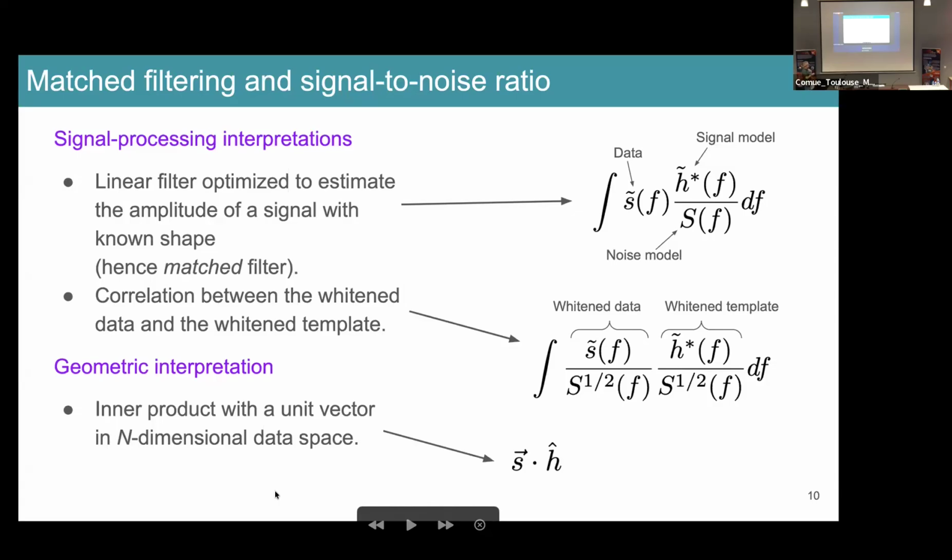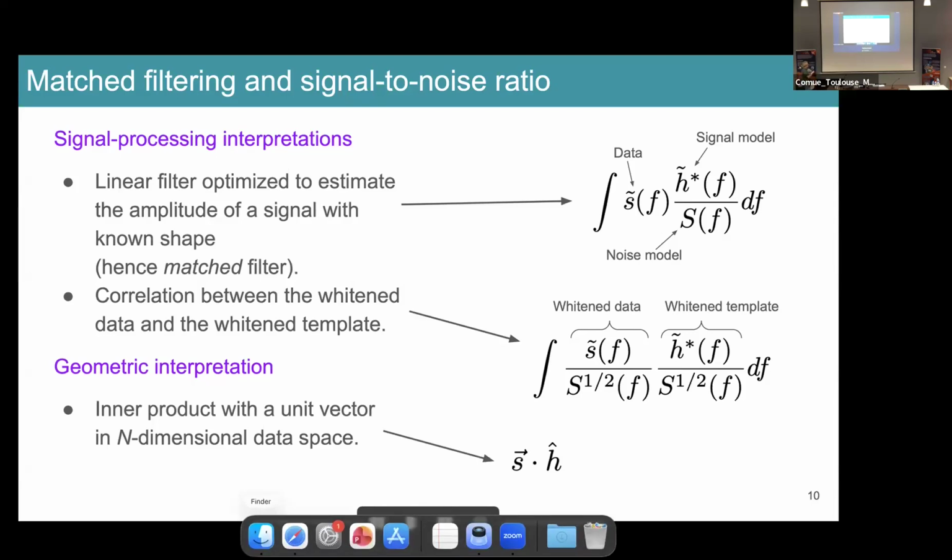Another way is to write it like this. So you have the whitened data here, so data divided by the amplitude spectral density, multiplied by the template, normalized by the amplitude spectral density. And this is a correlation integral. So you can also interpret this as the correlation between the whitened data and the whitened template. And the tutorials tomorrow will show you how these interpretations actually play out in practice. You will literally do this operation in the tutorials.